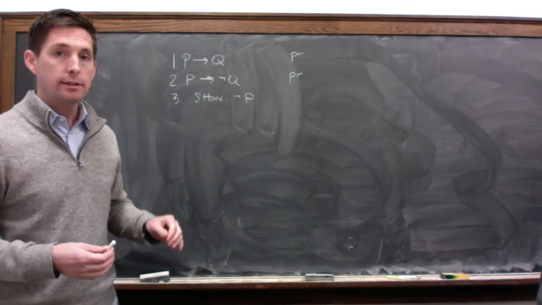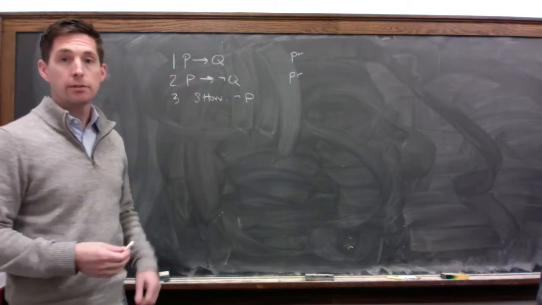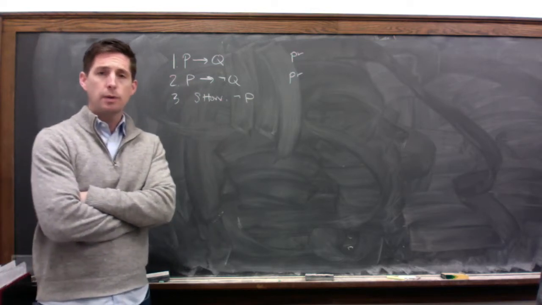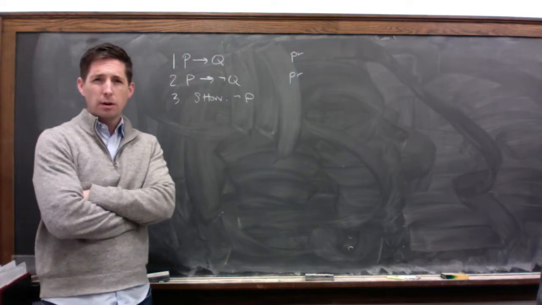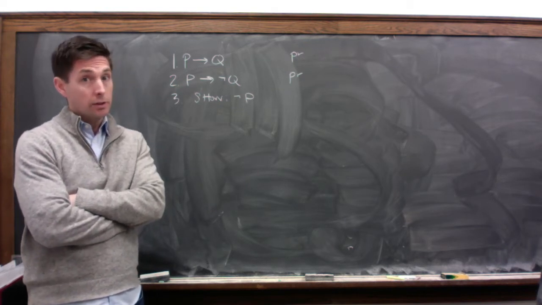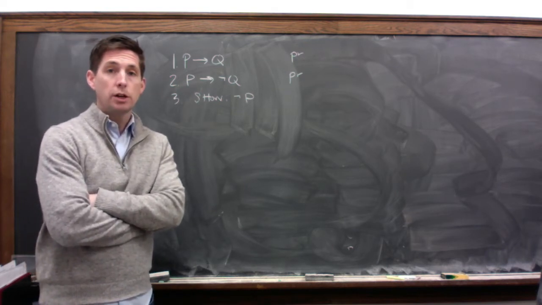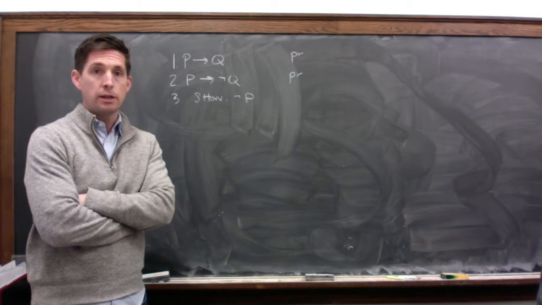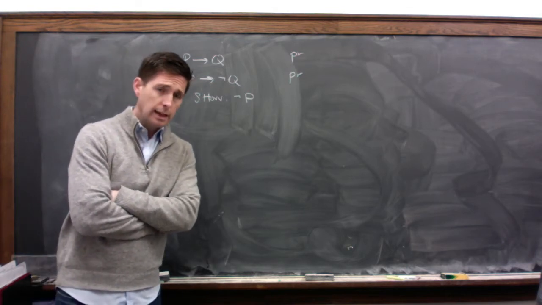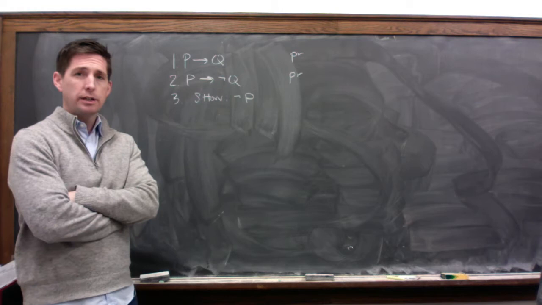So to introduce it, consider an argument like this. Premise 1, if P then Q. Premise 2, if P then not Q. And we want to therefore show that P is false, that is, not P is true. It's not really clear how you could attack this argument.